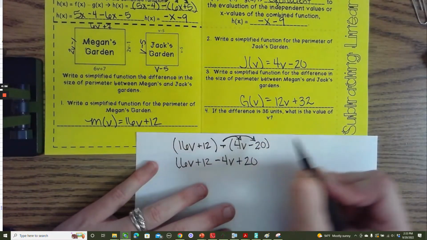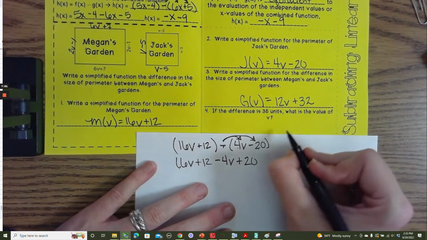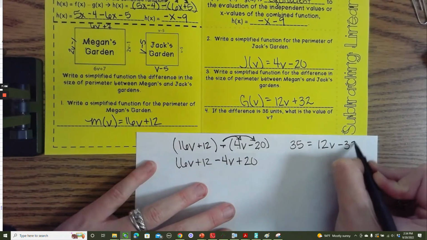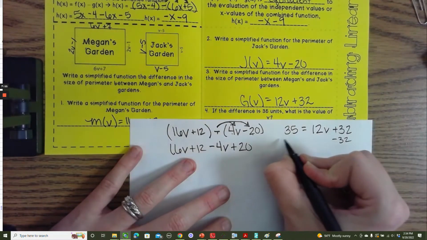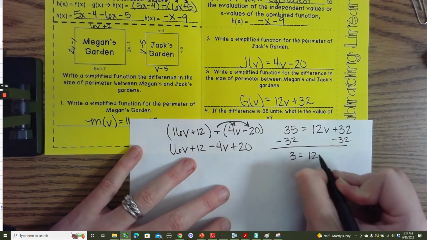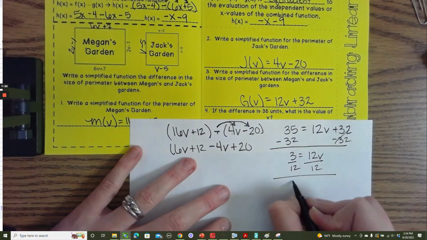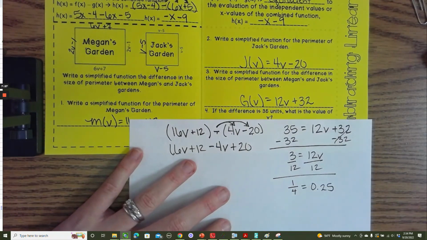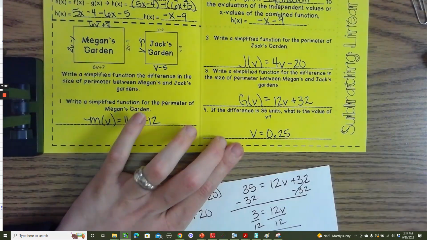If the difference is 35 units, what is the value of v? So the difference, that's my answer. So if g of v is 35, what's the value of v? So I have an equation to solve. 35 minus 32 is a 3. Divide by 12. 3 over 12 will simplify either to 1/4 or 0.25. So v equals 0.25.